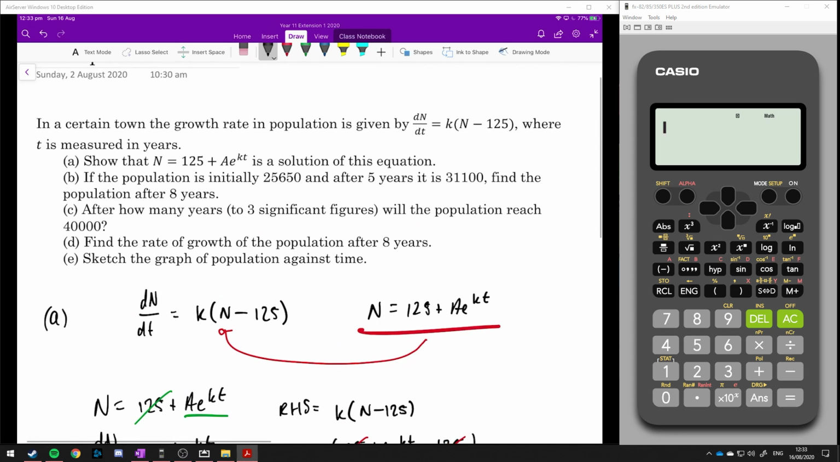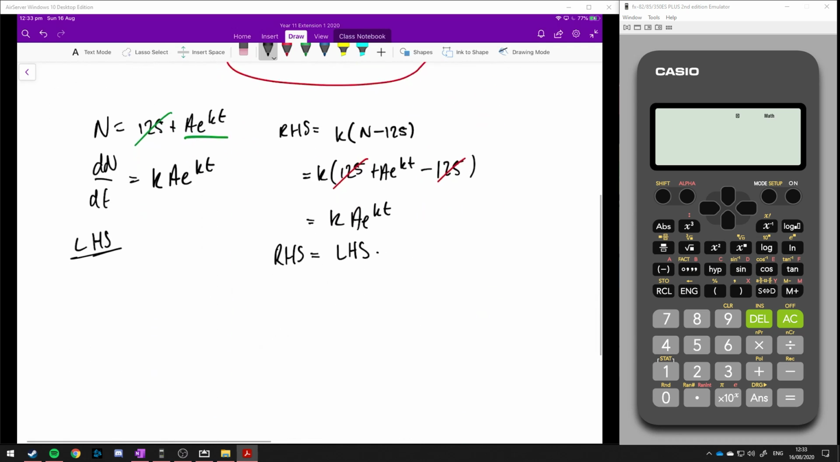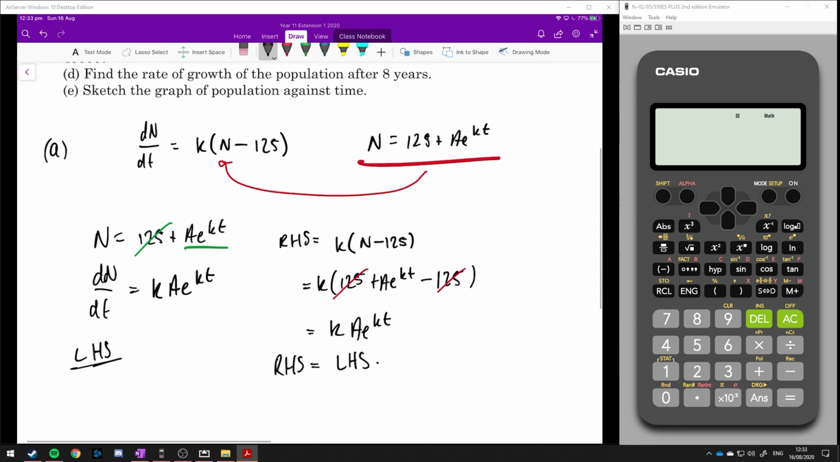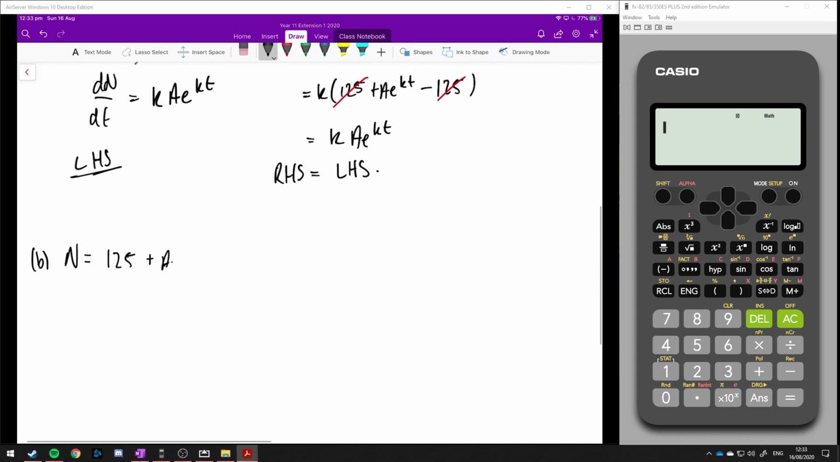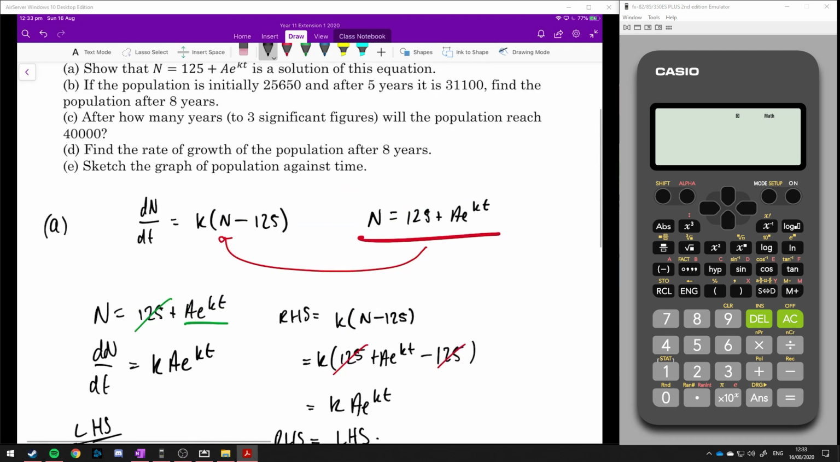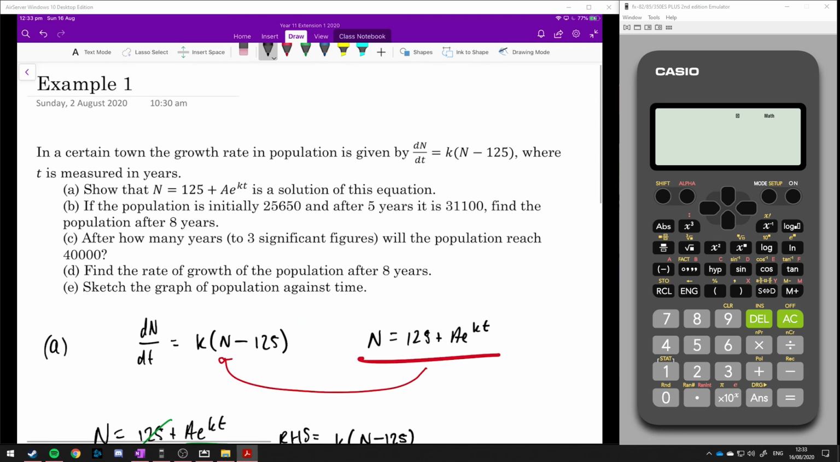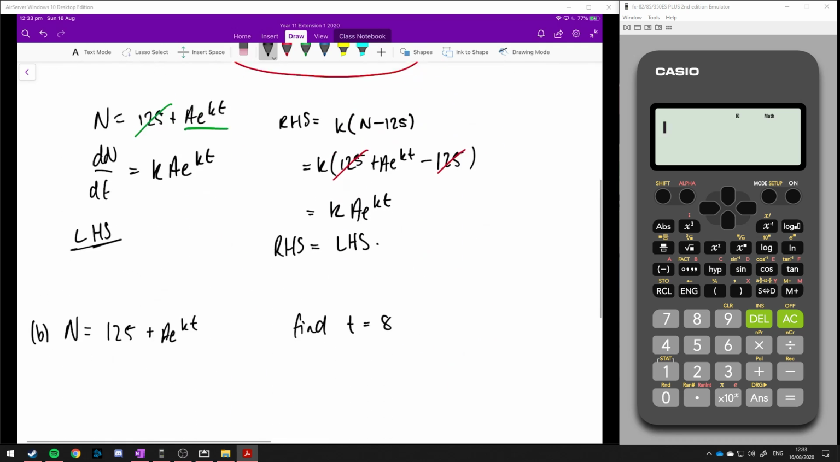So that's part A. Part B says, if the population is initially 25,650 and after 5 years it is 31,100, find the population after 8 years. So for part B, N is equal to 125 plus Ae^(kt), like that, and we want to find N at t equals 8.